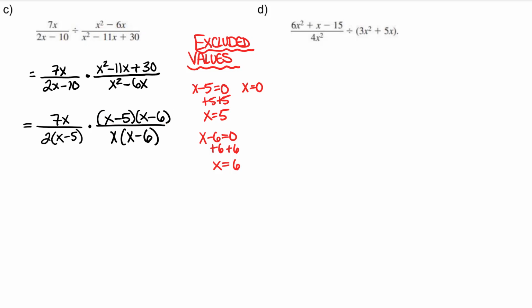Let's reduce. Wow, this entire thing reduced to be 7 over 2. Isn't that so satisfying? Don't forget, x cannot be 0, 5, or 6. Let's try part D using the same method. Feel free to pause and try it on your own, and then press play to check.